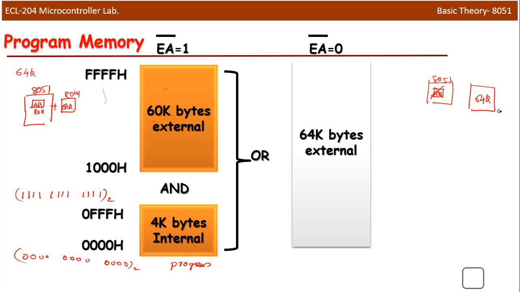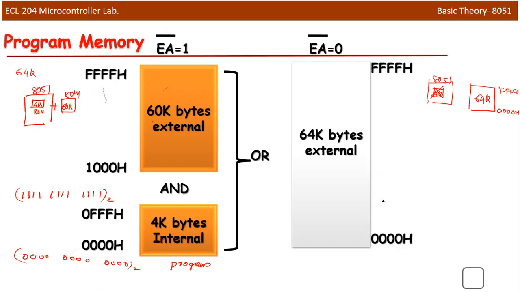So at that time, in the 64K address range, the first address 0000H is for the external memory, and the last address FFFFH is also used for the external memory. But if you are using the internal 4K, the first 4K addresses are used internally, and the remaining will be used for the external. But if you are using 64K bytes externally, the address range from 0000H to FFFFH is for external program memory. So this is the program memory configuration.